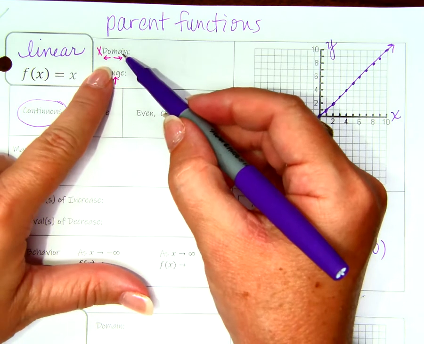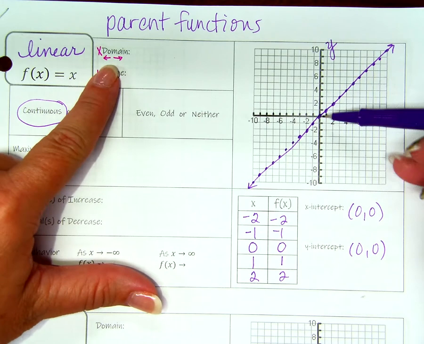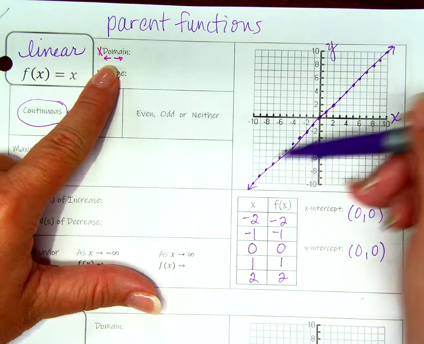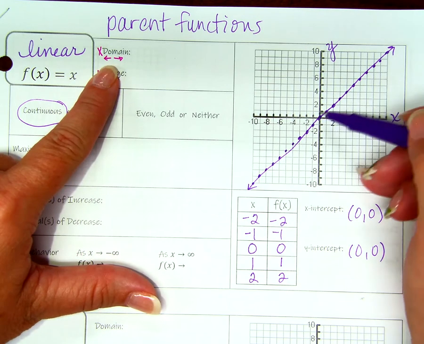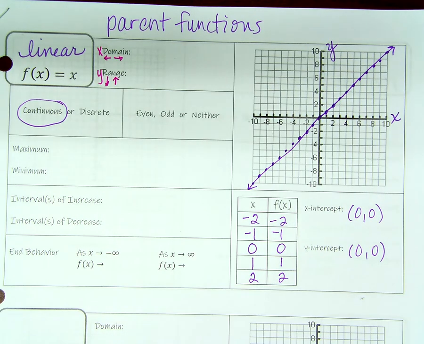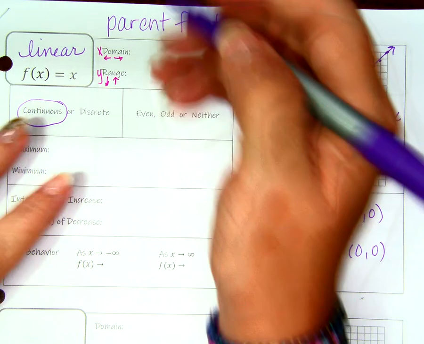So for the domain, we look at this function and we say to ourselves, how far does it go to the left? Infinity. So all the way, right? How far does it go to the right? All the way. So what would you say for the domain? You could say infinite. Continuous. It is continuous, but that's really not something we say with domain.